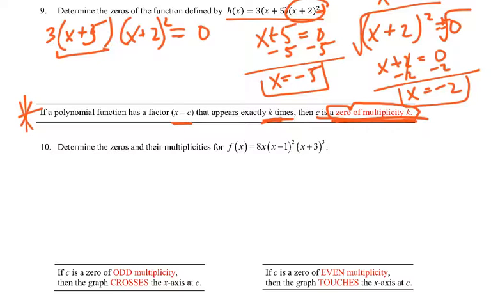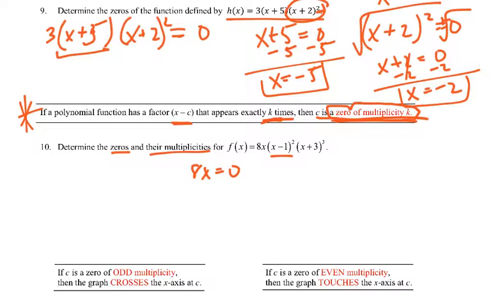So here we go. For number 10, we're going to determine the zeros and their multiplicities for the function f of x equals 8x times x minus 1 squared times x plus 3 to the third power. It's already factored out, which is nice. So we're going to take each of those factors and set them equal to 0. And honestly, I can ignore the square and the cube here because if I take the square root of 0, it's 0. If I take the cube root of 0, it's 0.